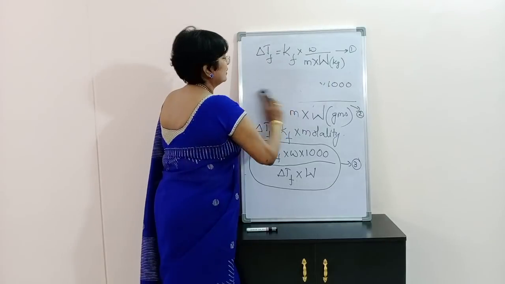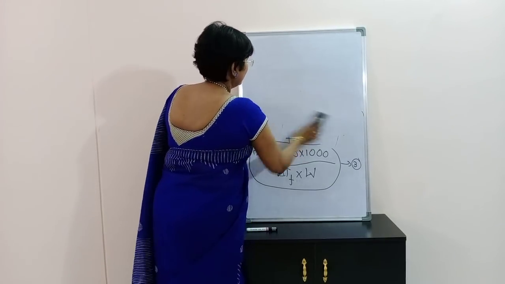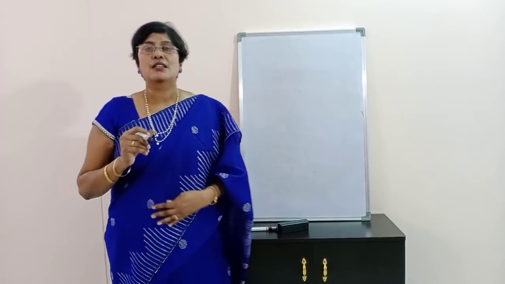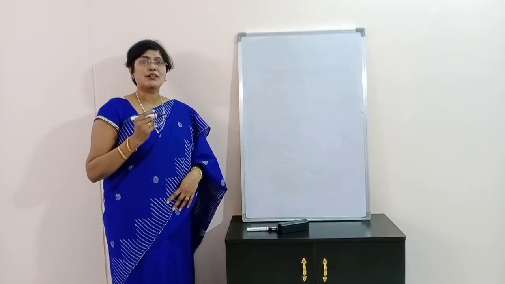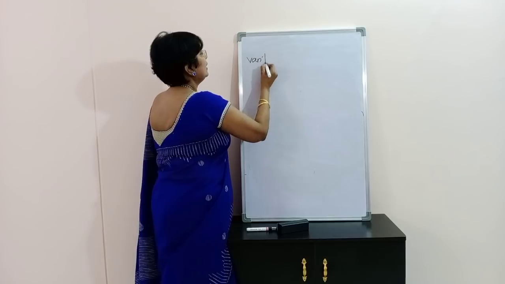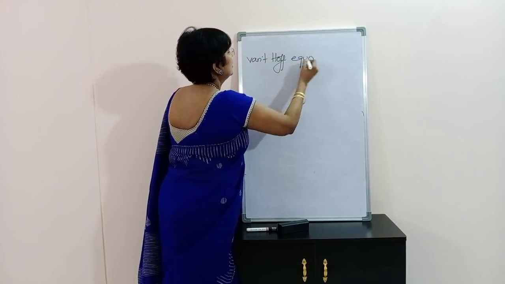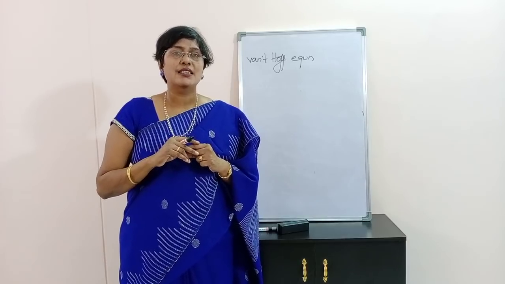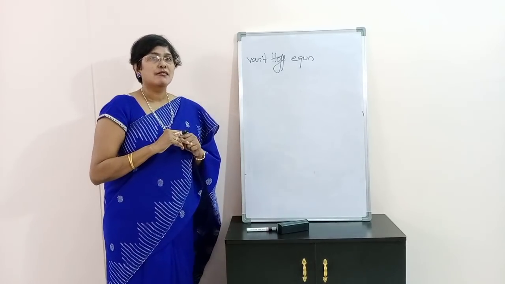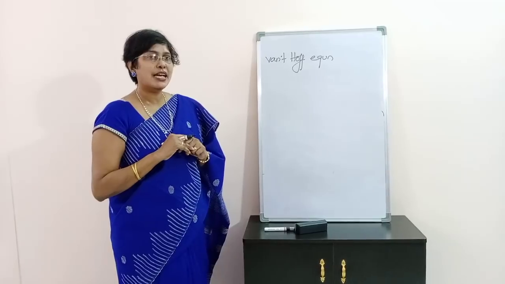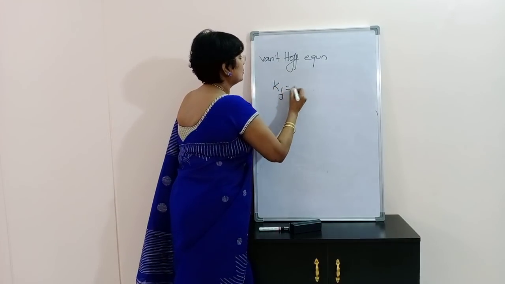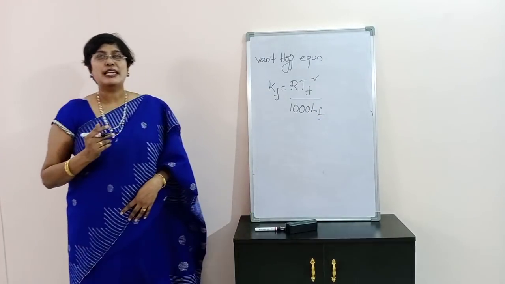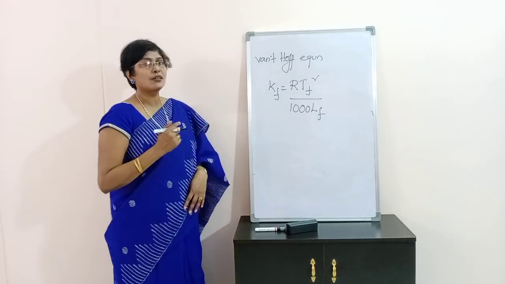Last, one sentence extra. Students, write up below. Kf is the characteristic feature of solvents, and can be determined using Van't Hoff equation. First, below write down, students. Kf is equal to RTf square by 1000 Lf. Kf is equal to RTf square by 1000 Lf.